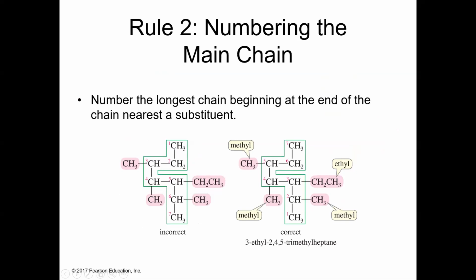Okay, and then we alphabetize. We number the longest chain beginning at the end of the chain nearest the substituent. Okay, so this would be 3-ethyl-2,4,5-trimethylheptane. Okay, so here's position 1. We have a methyl at 2, one at 4, one at 5, and we have an ethyl at 3. We list these alphabetically. Okay, so ethyl comes first.